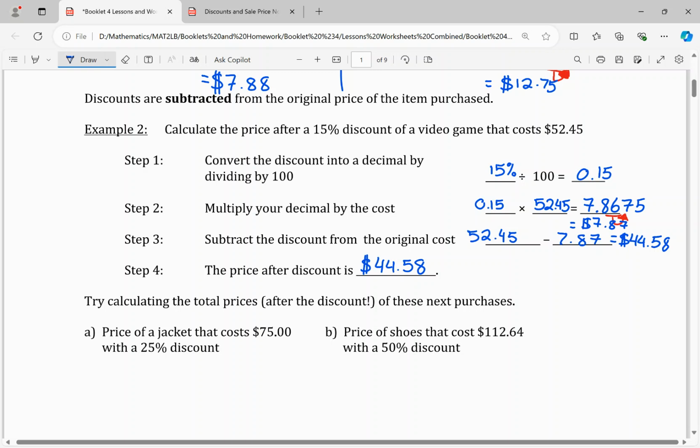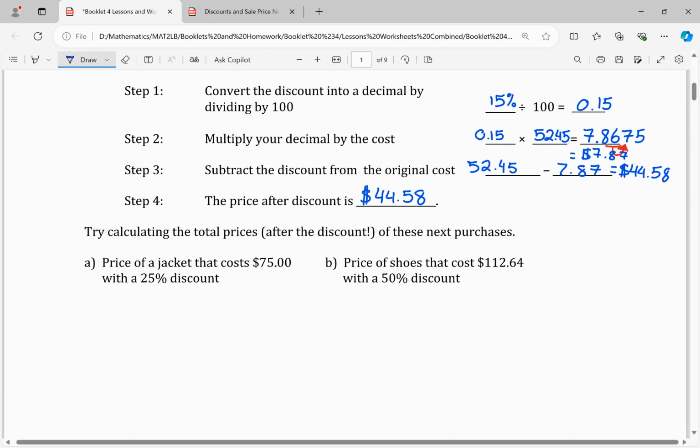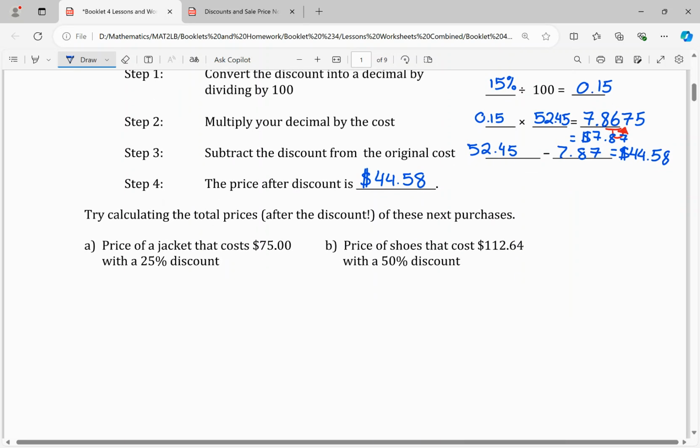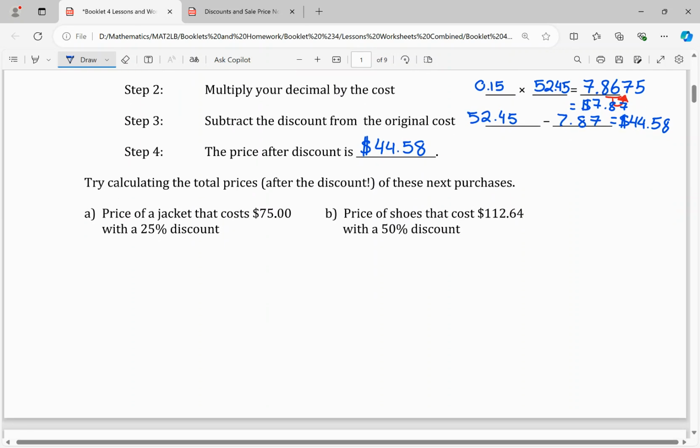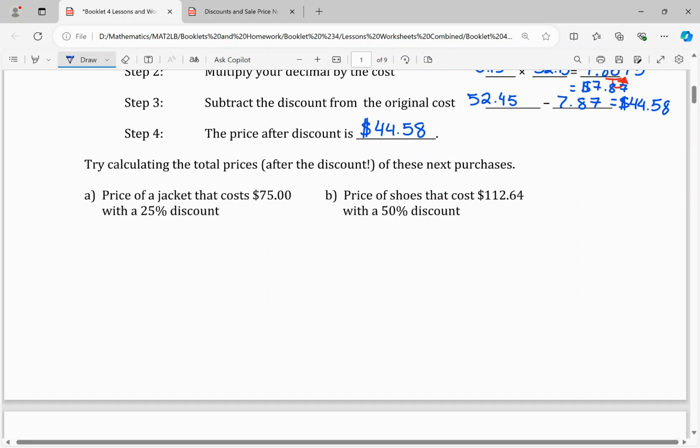So to reiterate, using your percent as a decimal, multiply it by the original price to get your discount, and then subtract your discount from that original price. Let's take a look at example A down here. Now, I'm going to solve this using the method above, and then I'm going to solve it again using a slightly different strategy, and you can choose whichever one you prefer.